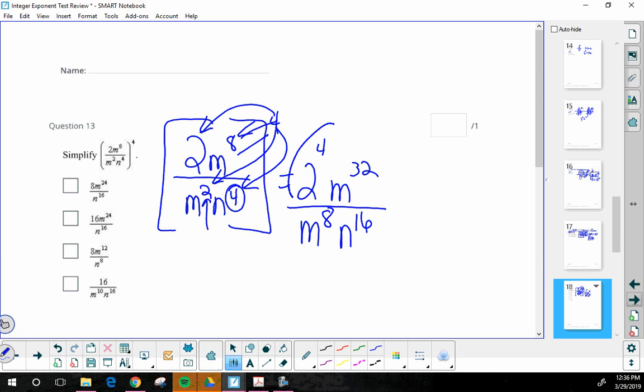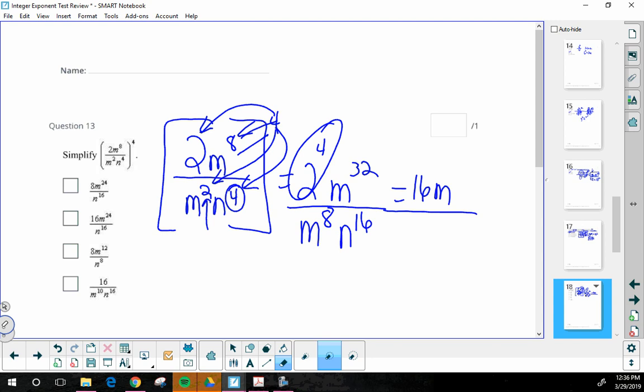Well, this right here is 16. And then that's just m to the 32. And then this is 32 minus 8, which is 24. Oops, 24. So I need to erase that 32 because that stays on top because it's positive. So that's going to become 24. And then this just stays right where it is. So that leaves me with this answer.